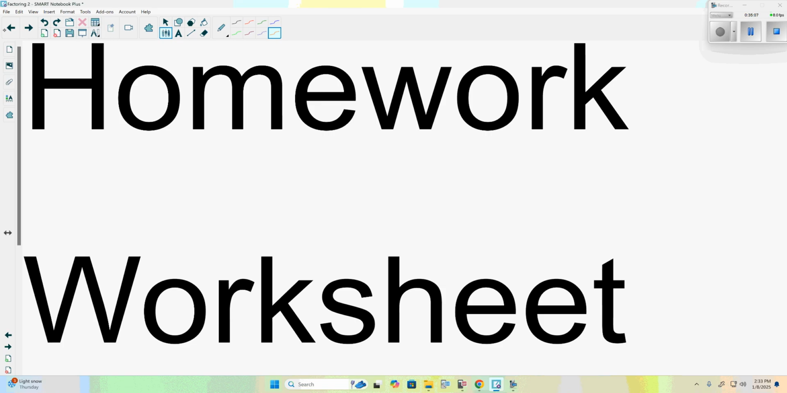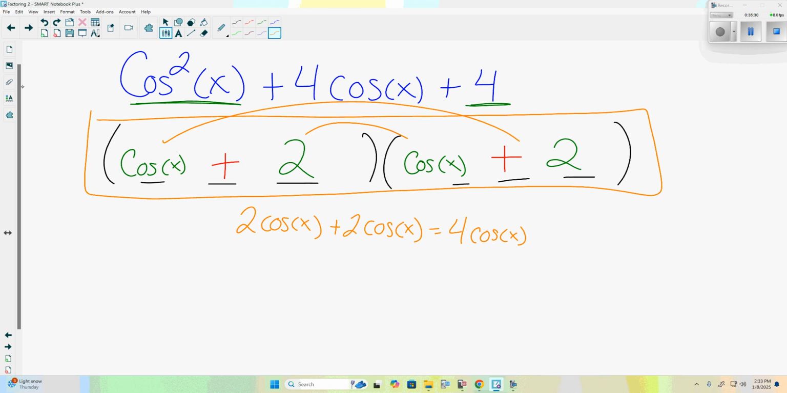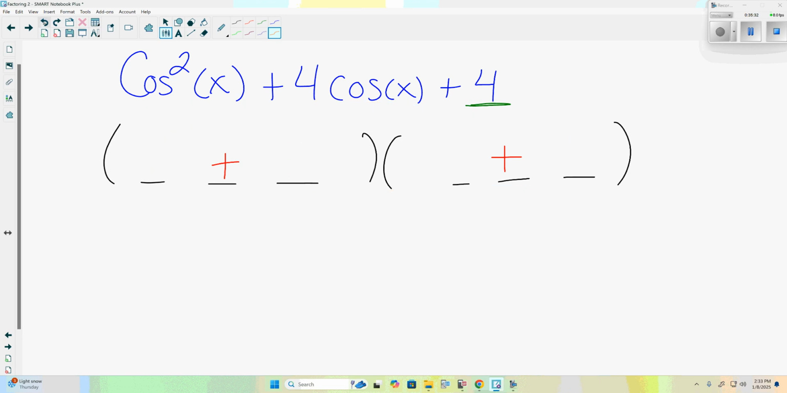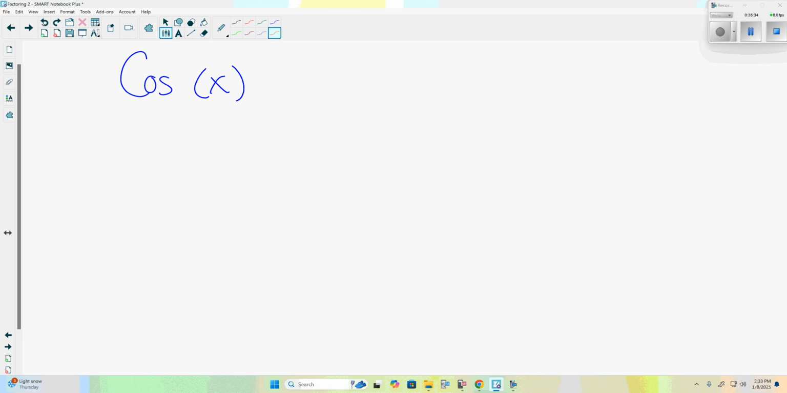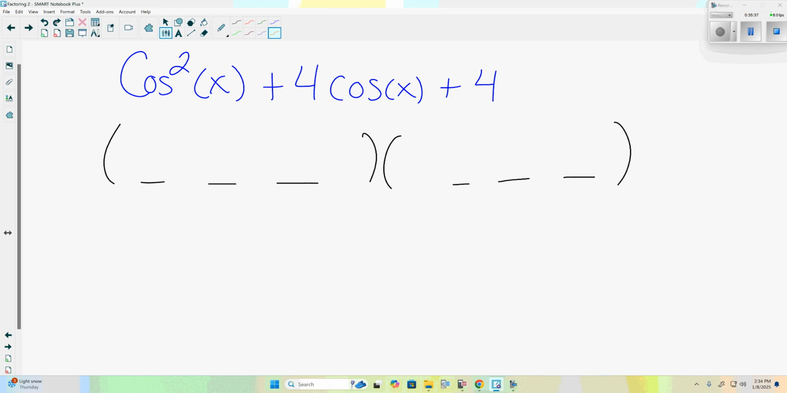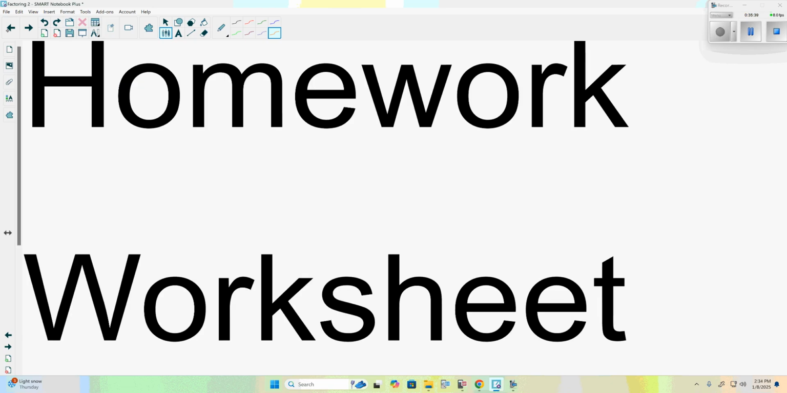The only other really interesting factoring thing is U substitution. Yeah, we're not going to worry about U substitution. It's not bad.